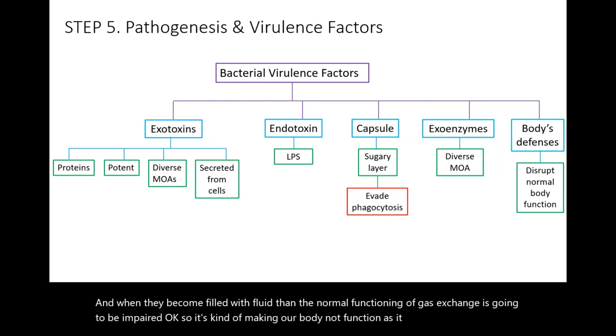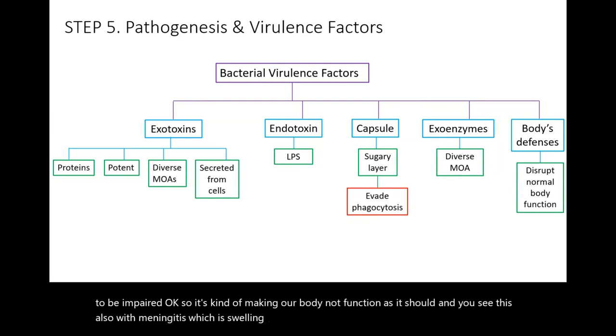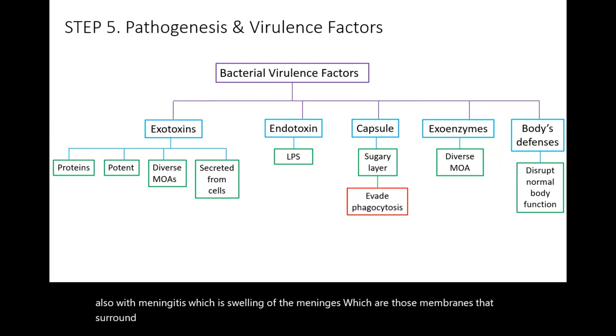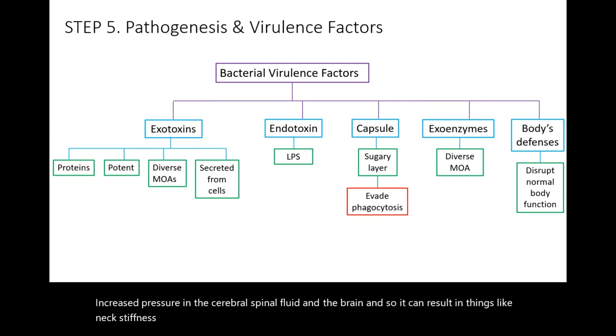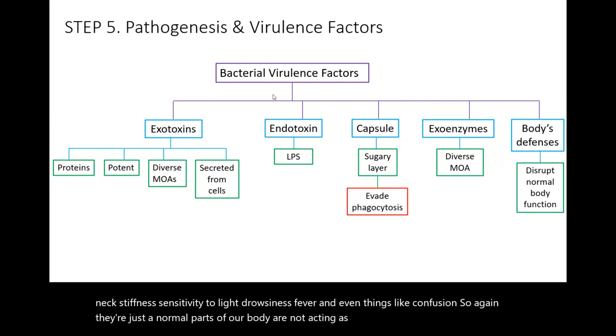And you see this also with meningitis, which is swelling of the meninges, which are those membranes that surround the brain. And so when the meninges become inflamed, you're experiencing increased pressure in the cerebrospinal fluid and the brain. And so it can result in things like neck stiffness, sensitivity to light, drowsiness, fever, and even things like confusion. Okay, so again, just the normal parts of our body are not acting as they normally would.